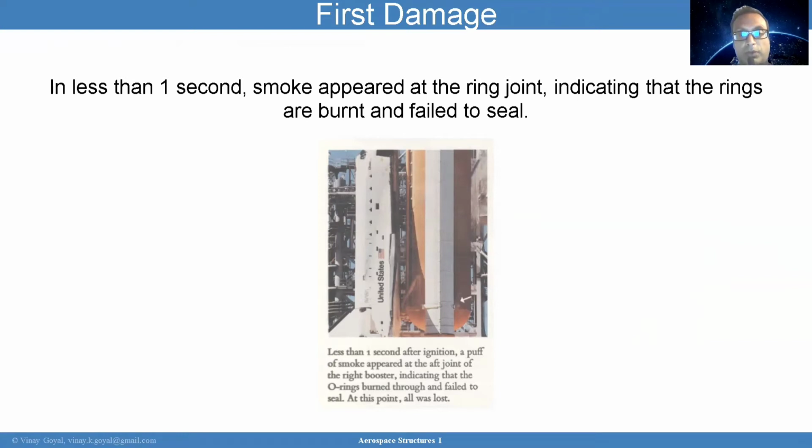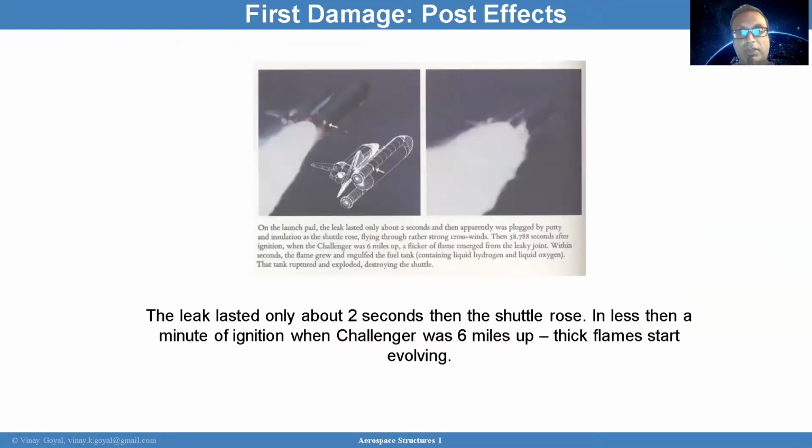And so at this point, the situation did not get any better. The post effects are as follows. So you can see here a little bit of heat effects. And so you can see how helpful the timeline of events is, and how helpful having telemetry and camera and video evidence is. On the launch pad, the leak lasted only about 2 seconds, and then apparently went away as the shuttle rose, flying through quite a bit of crosswinds.